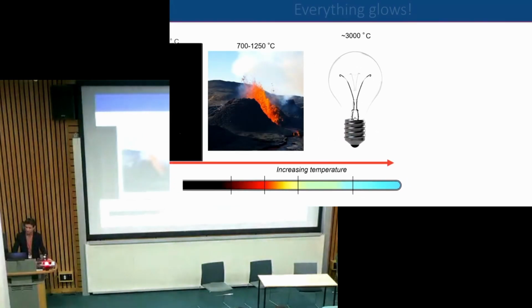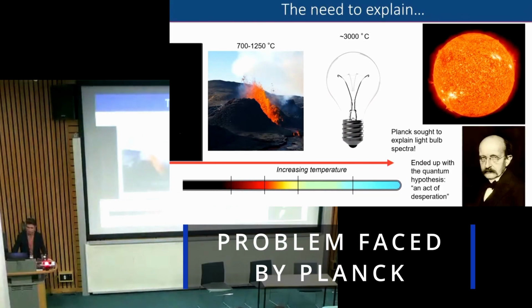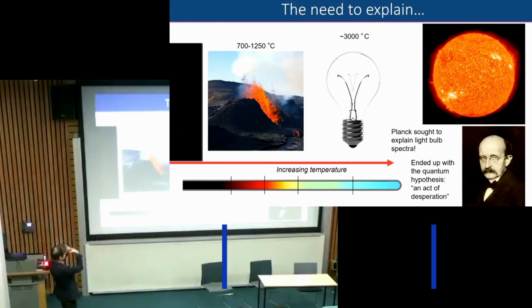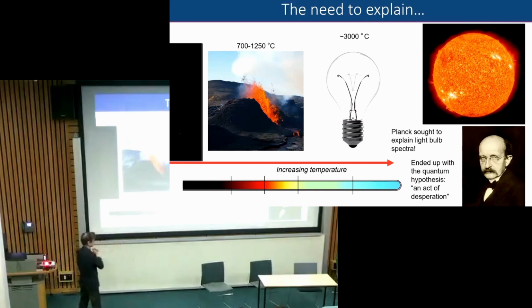Okay, so what was the problem then that was being faced by Max Planck? He was interested in the example of light bulbs, and the filament, and the spectrum of light that you get from a light bulb. And that's related to the problem of explaining sunlight, or explaining, in fact, any of these objects in terms of their EM radiations being emitted.